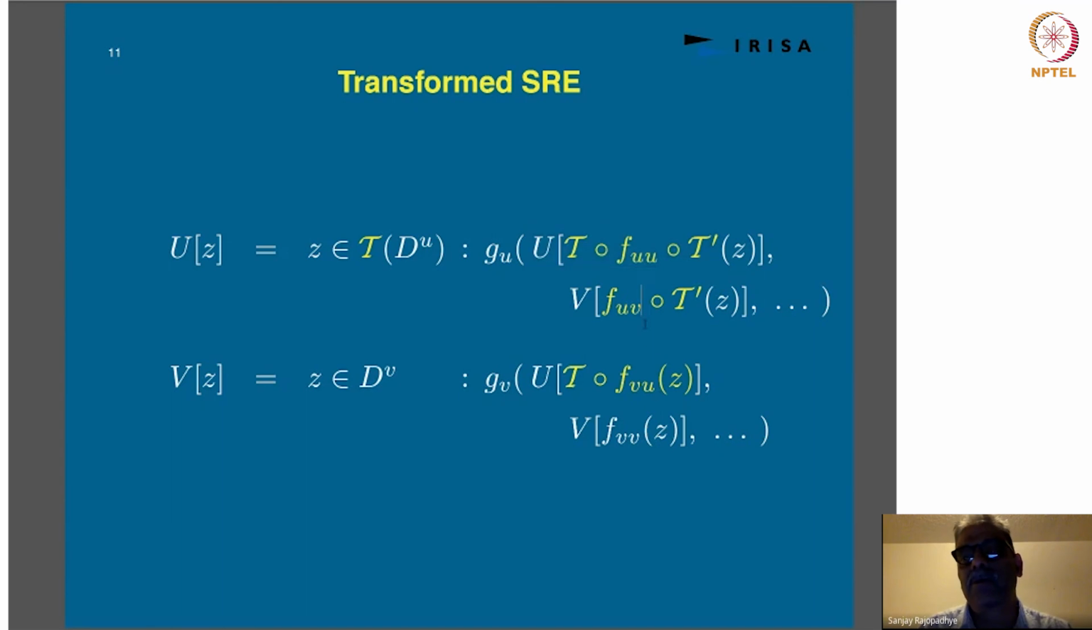And similarly, this is simply the composition of f_UV, T, and T prime. I've written T prime, but what I mean is T inverse. Okay. And the self-dependence of V on itself has not changed. The cross-dependence of V on U has changed, where you first apply f_VU and then you apply T. And you have changed the domain by T of D_U. So this system of equations preserves the semantics. Okay?